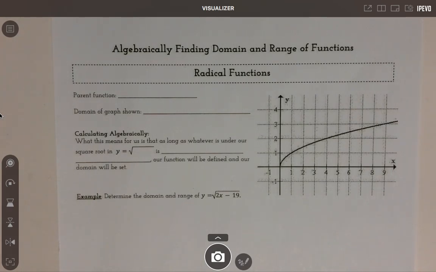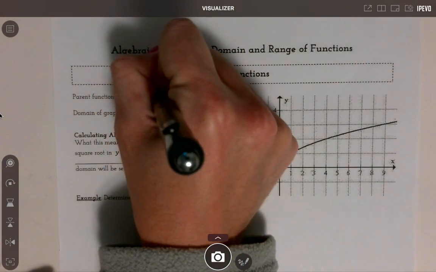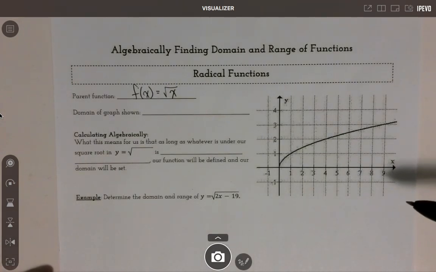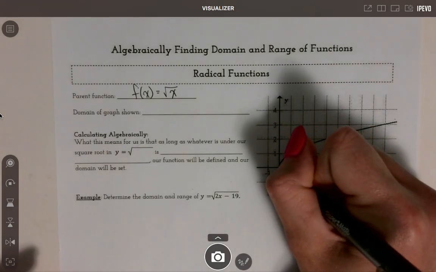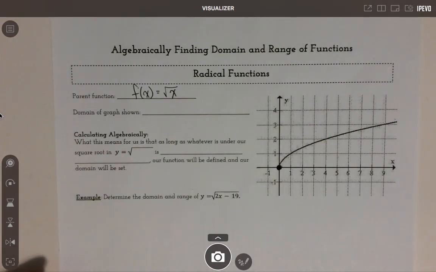We're going to go over how to algebraically find domain and range of different radical functions. For any radical function, our parent function is f of x equals the square root of x, or y equals the square root of x. We also have a graph of our parent function here, and for radicals, they all have a starting point, so I am going to draw that in, and there should be an arrow on the end.